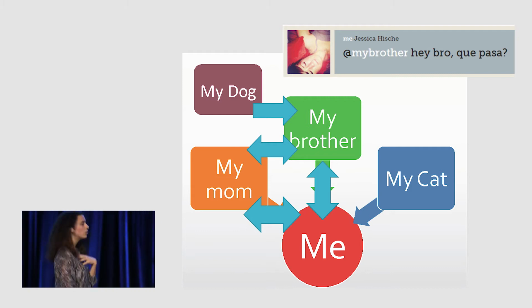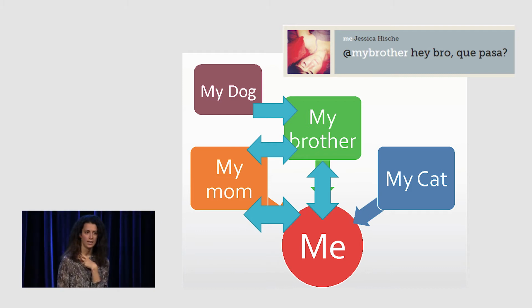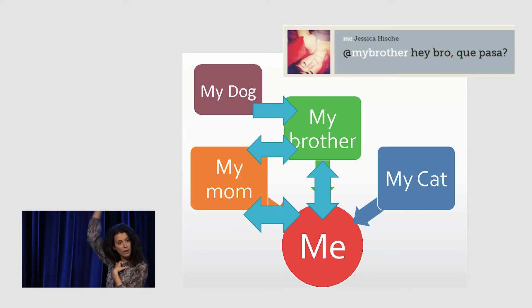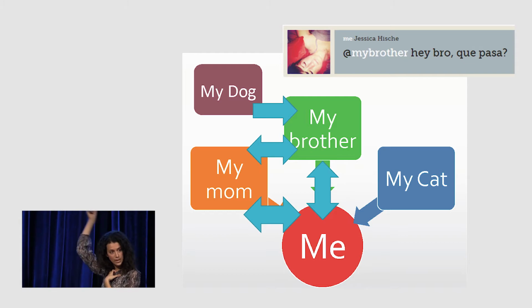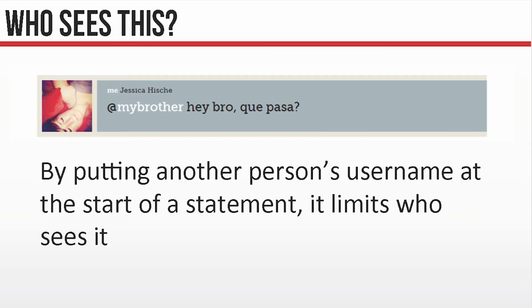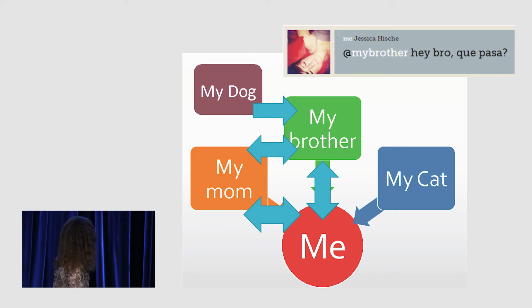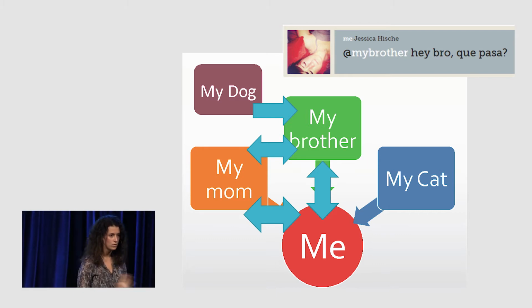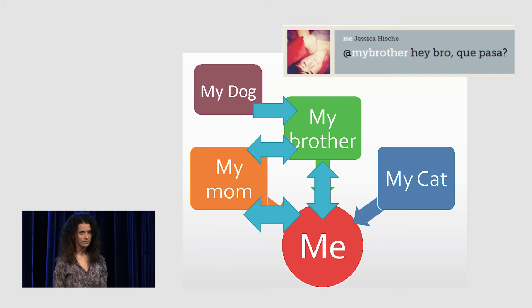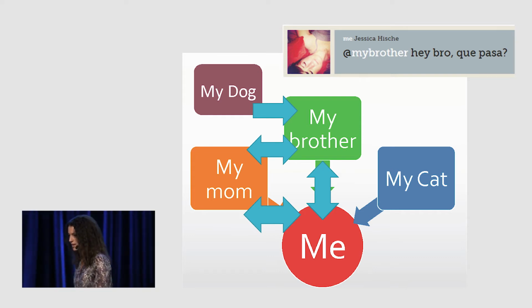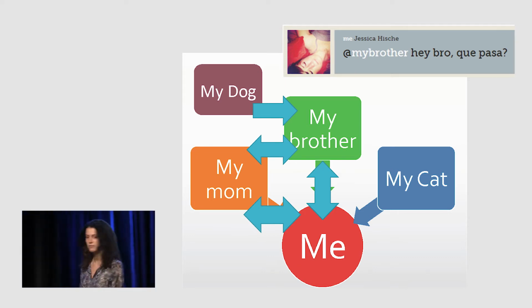So people have to follow me to see it, so that means my mom and brother can see it. But they also have to follow my brother to see it because he's at the start of the tweet. When you put the @ at the start of the tweet, it limits who sees it because it counts as a conversation. Therefore, Twitter goes, I will only show it to people who are both following me and my brother. So only really my mom sees it. My mom and my brother will see it as well, but my cat won't see it because they only follow me. I know for half of you, again, I'm sorry this is boring you, but you'd be surprised.